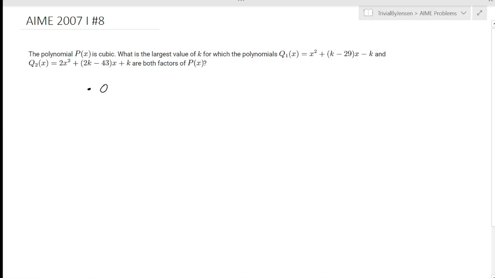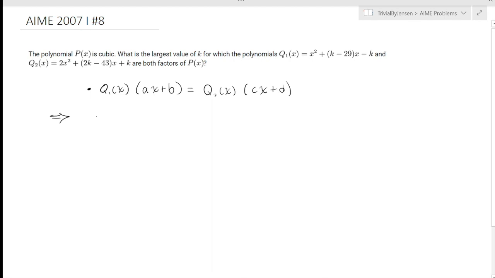So we have q1 of x times some factor ax plus b is equal to q2 of x times cx plus d. Okay, and once we do this, we can equate coefficients, and then we can actually get a system of equations in order to solve for k.